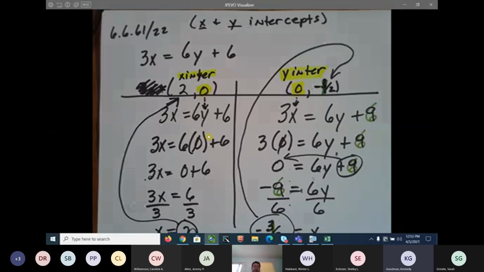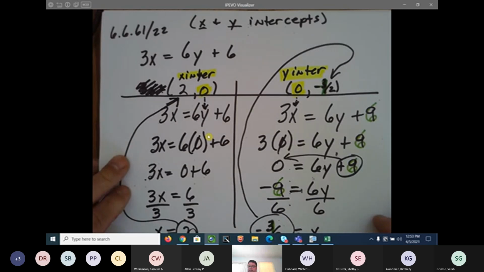Yes, sir. That's a whole lot better to graph, too. Thank you again, Miss Goodman, for the communication. You're going to have a nice office, you and Miss Grindle, one day.